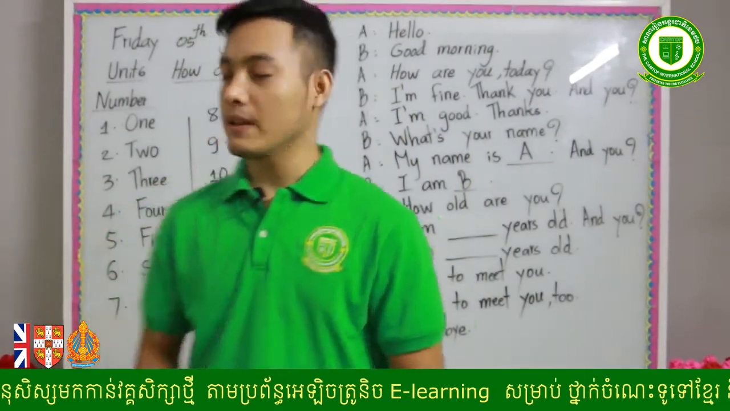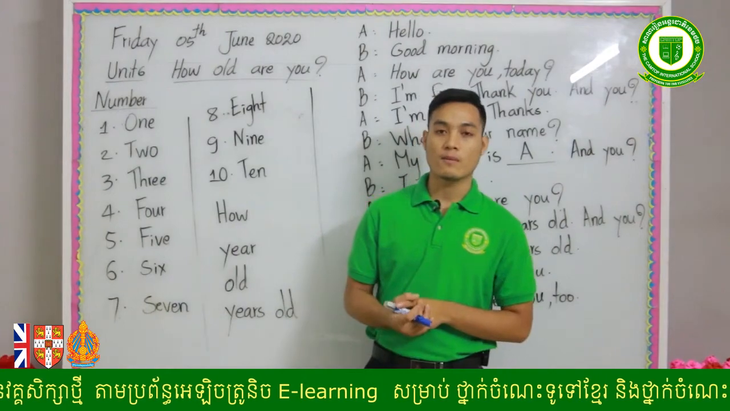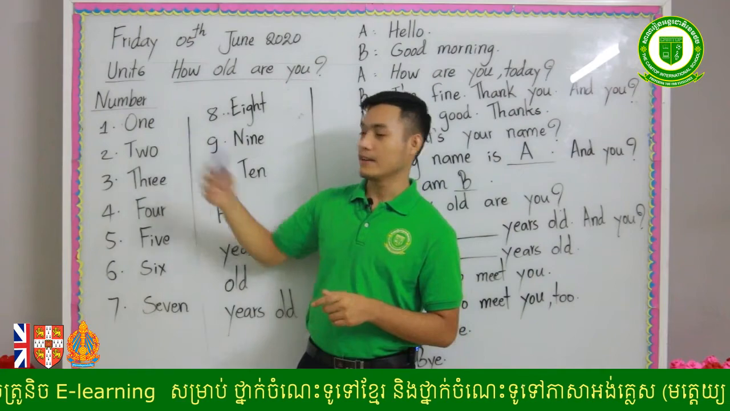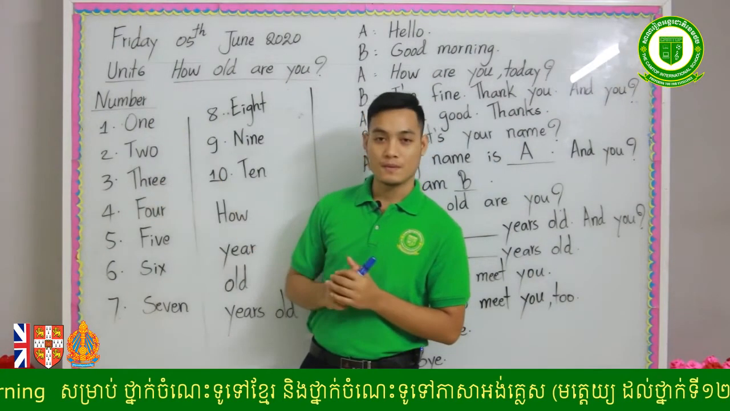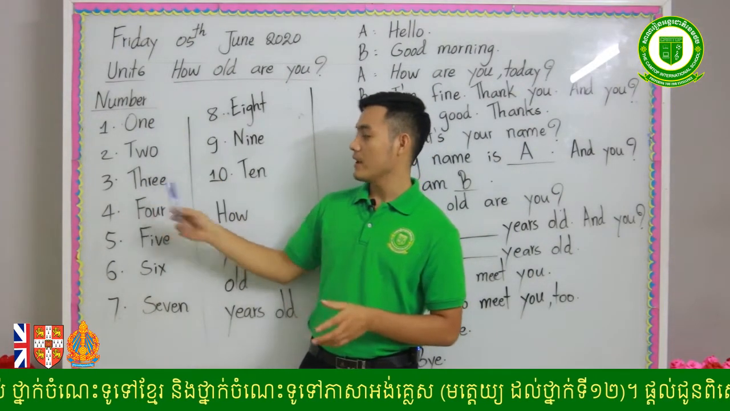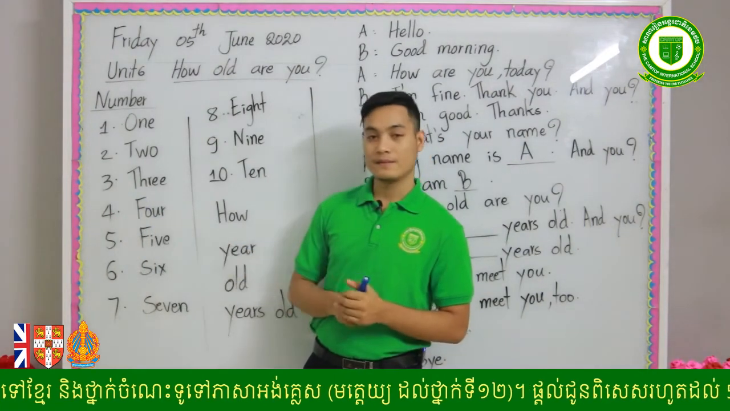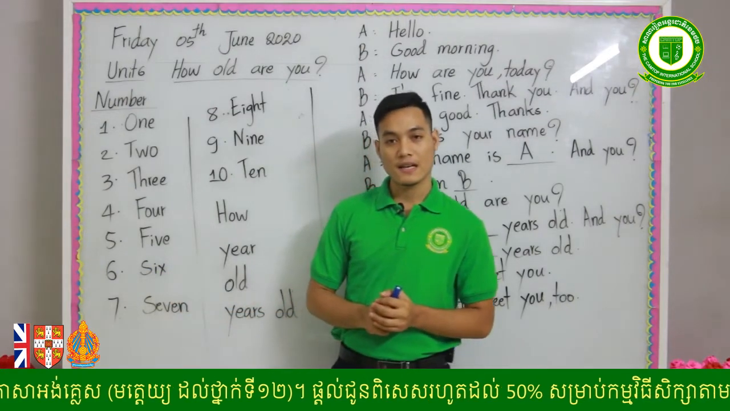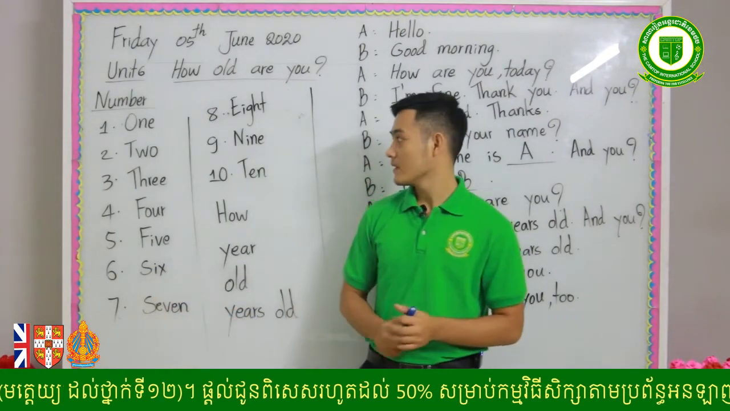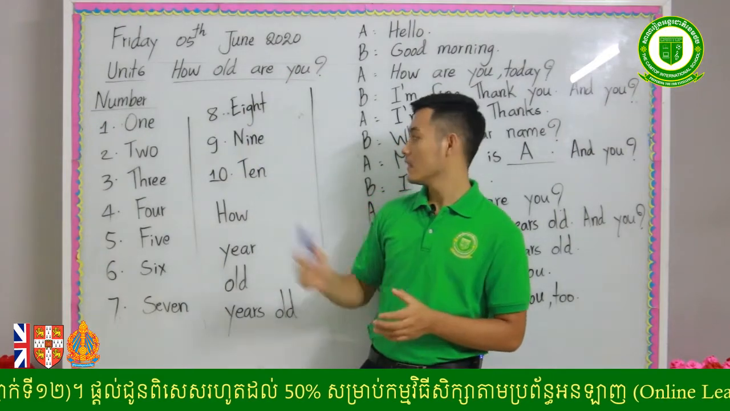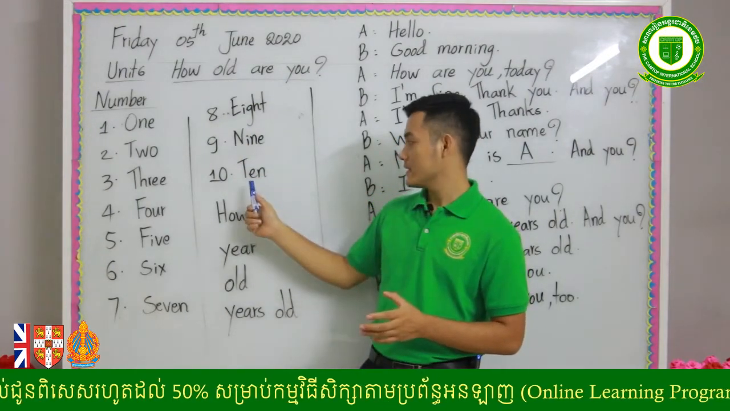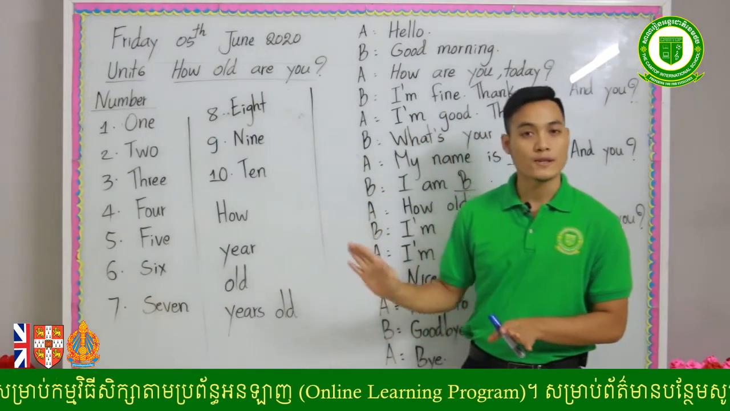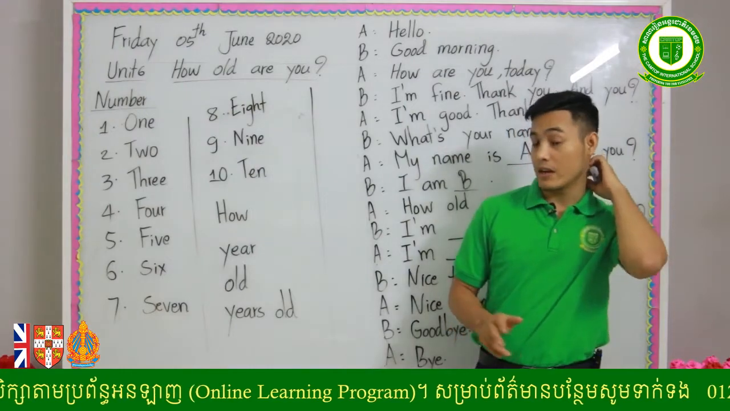Kids, please look at the board right here. Let's read together one time. Number 1, 2, 3, 4, 5, 6, 7, 8, 9, 10.